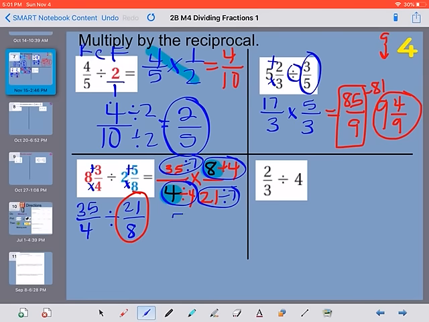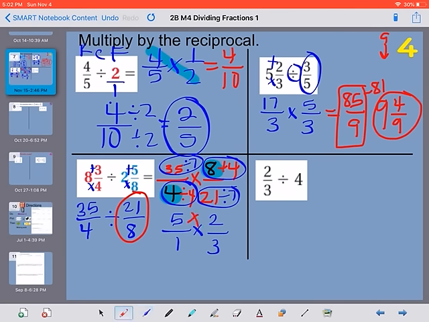35 divided by 7 is 5. 4 divided by 4 is 1. 8 divided by 4 is 2. 21 divided by 7 is 3. These look like a lot better numbers now to multiply. Now, if you didn't know to simplify this, that's okay. You can simplify at the end. It just might be more challenging or more steps.